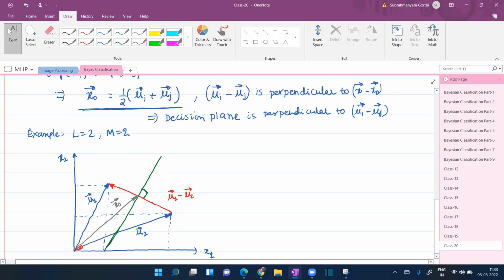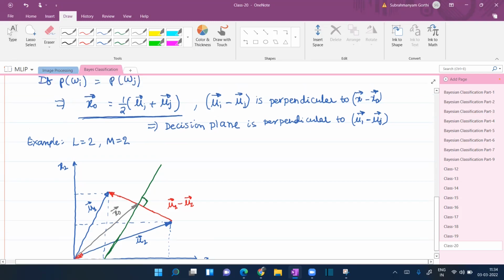Now here, this being a two-dimensional feature vector, where is that vector? You know it only based on that property of mu i bar minus mu j bar being perpendicular to x minus x naught bar, right? So this is what you got.